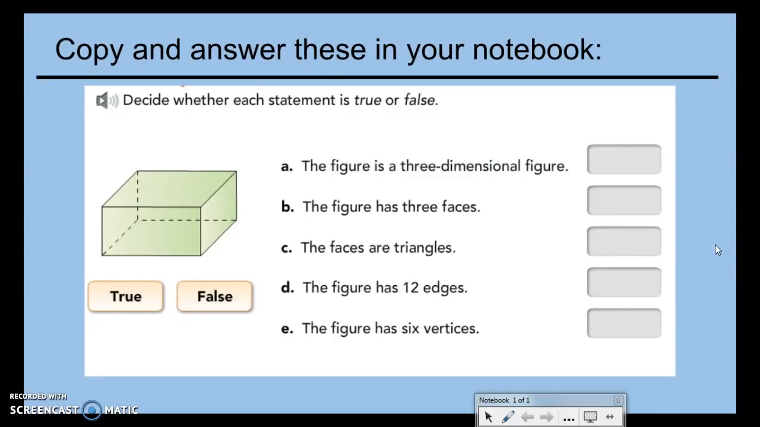Okay, so I want you to pause the video and figure out A through E. Are these true statements or false statements? As you go through it, think about it before you answer, and then push play to see if you got it right.